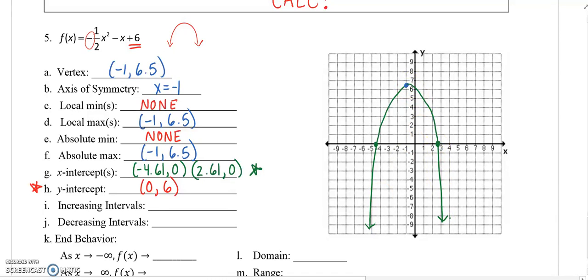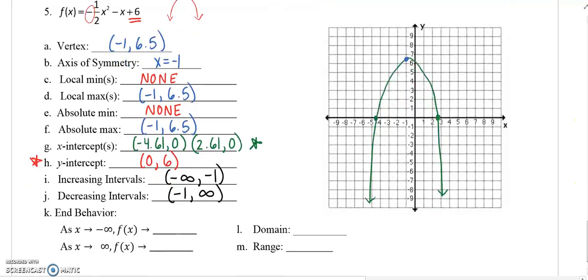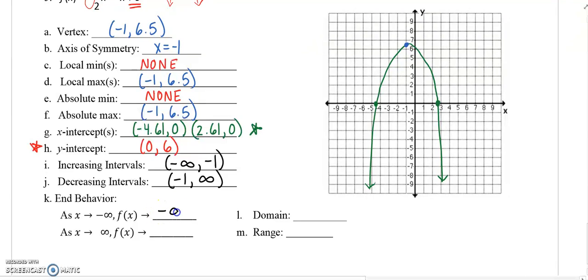Most of the rest of the information you should be able to get on your own, so I'll just fill them in for you. Looks like it's increasing on the left, so negative infinity to negative 1, decreasing on the right. End behavior both pointing down, so negative infinities. Our domain, negative infinity to positive infinity. And the range, be careful, start at negative infinity and go all the way up to 6.5 with a bracket. And that's it. Not too bad.